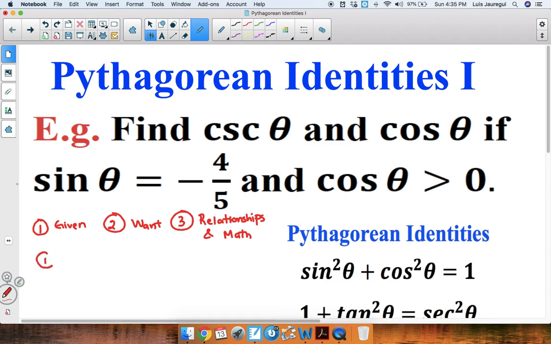Step number 1, let's identify what you're given. In this case, if we pay close attention, we're given that sine of theta is equal to negative 4/5, so we can write that down. And we're also given that cosine will be greater than 0, that is, cosine is positive.